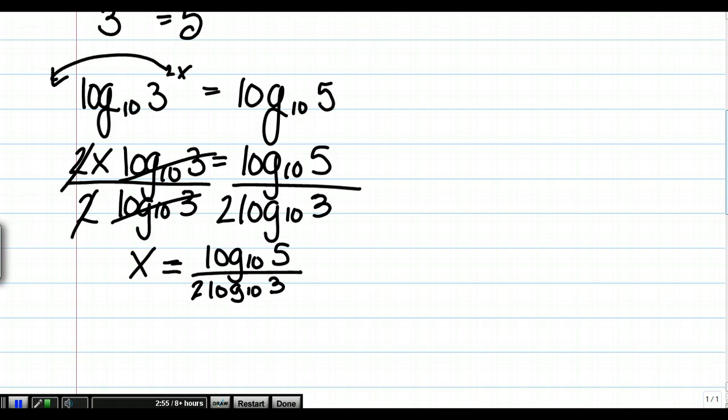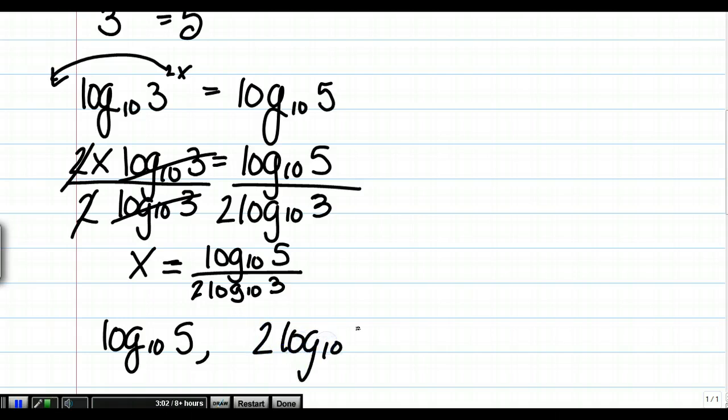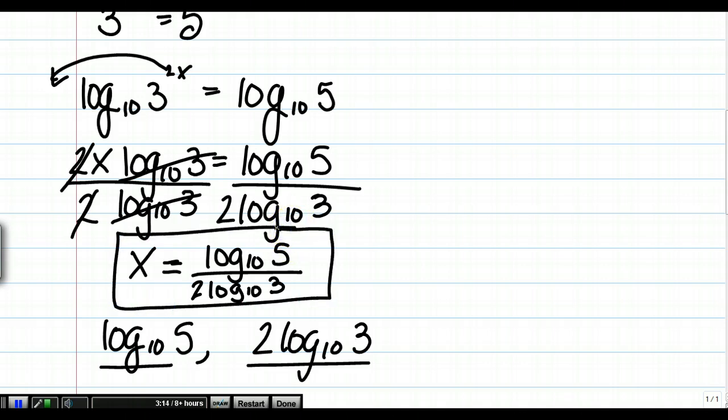And eventually you will have to find what the log base 10 of 5 is and what 2 log base 10 of 3 is in your calculator, and you will divide those two decimals to get a decimal answer. So if it asks for your answer in calculator ready form, you're done once you get x by itself. If it wants the decimal, you have to find what this one is and what this one is and divide those answers to get a decimal. And we can do that in class tomorrow.